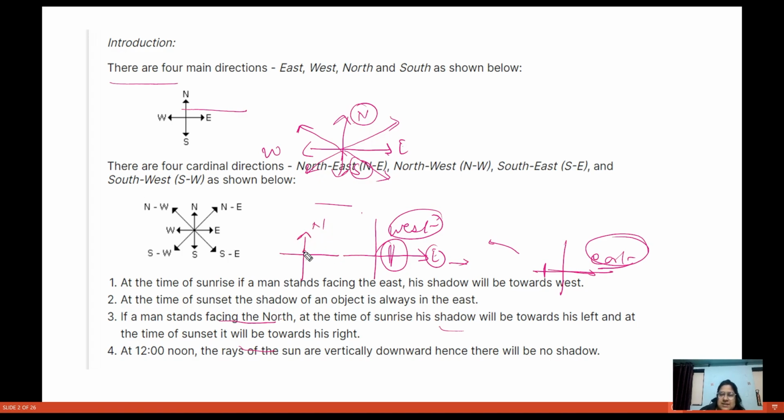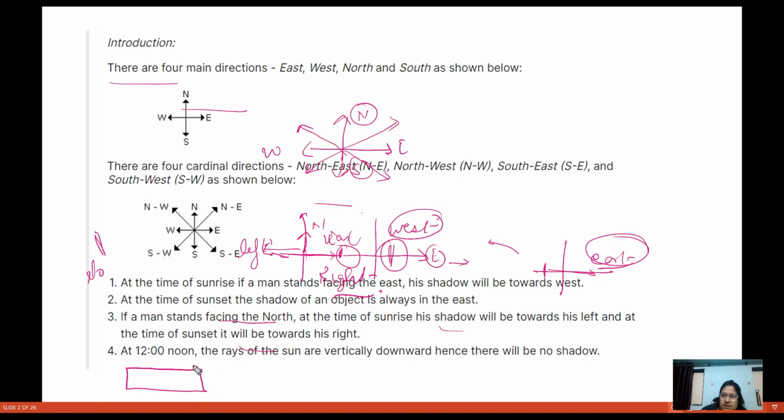Somebody is standing here and facing this direction. The sun rises obviously from this direction, so at the time of sunrise, or in the morning, his shadow will be towards his left. At the time of sunset, or after 12 o'clock in the afternoon, his shadow will be towards the east, or let's say right. At 12 noon, since the rays of the sun are vertically downward, there will be no shadow.